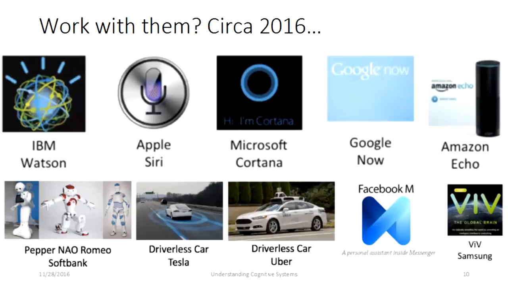As we think about 2016 and the types of digital cognitive systems that are available now: IBM Watson, Apple Siri, Microsoft Cortana, Google Now, Amazon Echo. Samsung just acquired Viv, which was created by the same group that created Siri. Facebook M. We've got driverless cars coming from Tesla and Uber. And of course, SoftBank has Pepper now and Romeo.